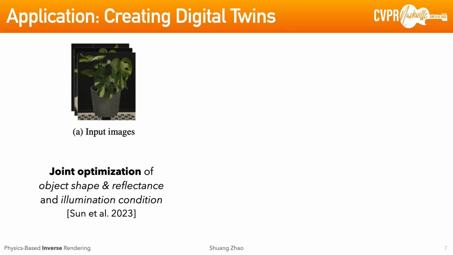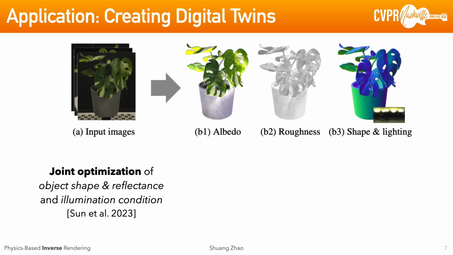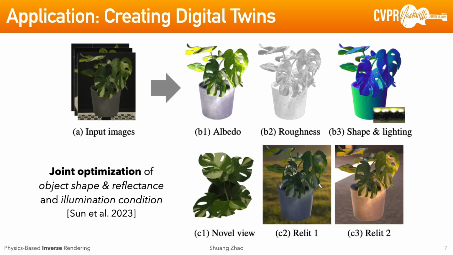For example, taking a set of input images, one can jointly optimize the shape, reflectance of an object, as well as the illumination conditions. With such information, we basically obtain a digital twin of some real-world objects. These are basically digital assets, which can be then integrated into novel environments and achieve relighting and even simulations.